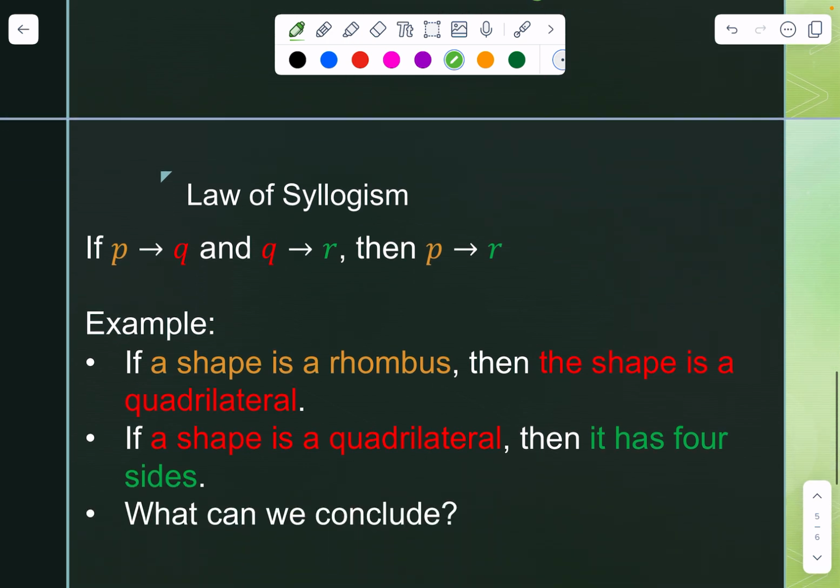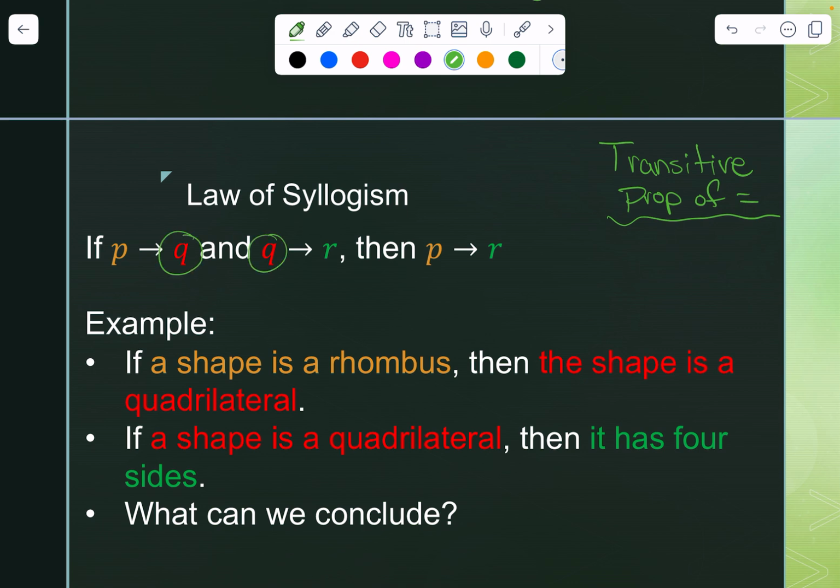All right, now we go to the law of syllogism. The law of syllogism simply says, if P then Q and Q then R, then P then R. This is very similar to a property you've probably heard before. It is called the transitive property of equality. What it looks like is you've got to make sure that the Q's go together, then the P is going to go to the R.